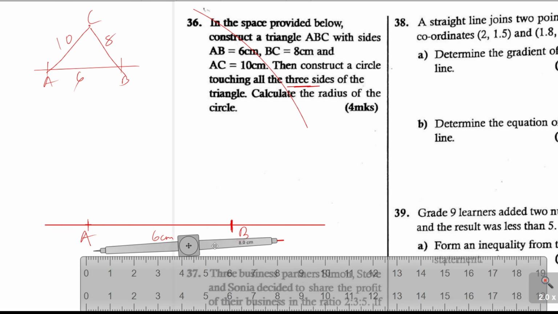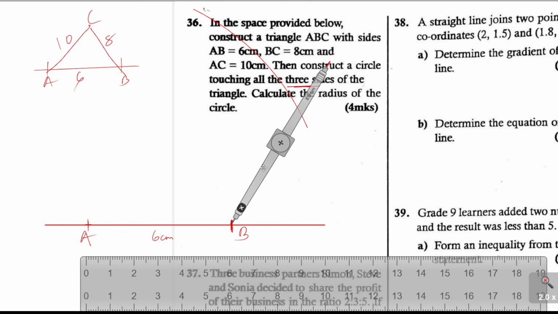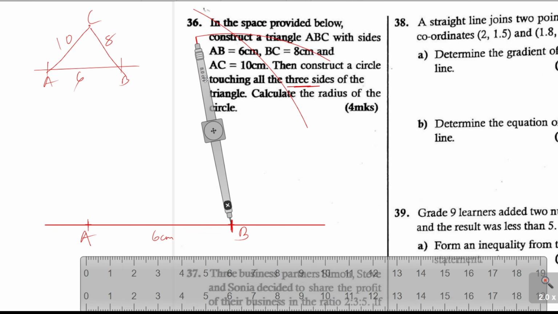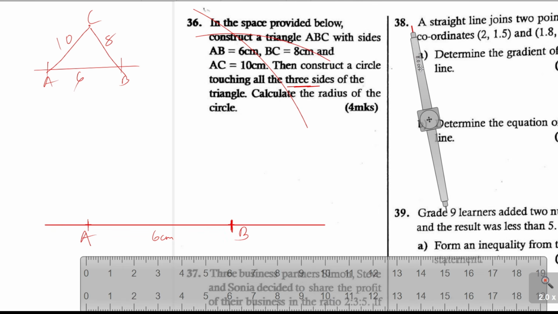So that is 8 centimeters. Just confirming that is 8. So with measurement of 8, stand at B. And then that arc that you made there, cut it like that. So the point of intersection of the two arcs gives point C. So point C will be there.